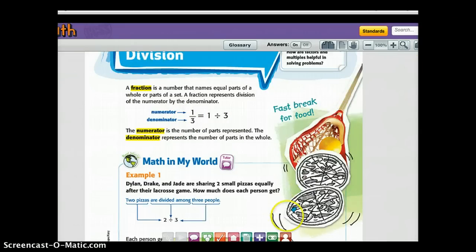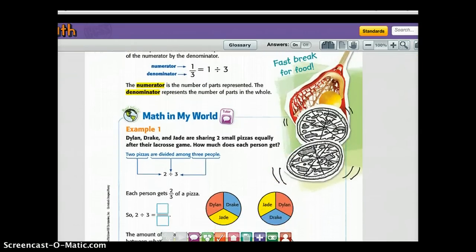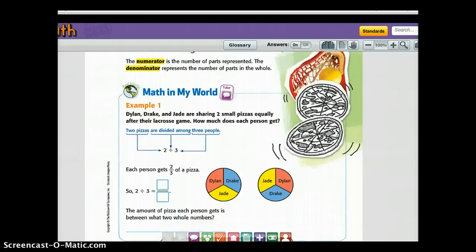So I'll show you what that looks like in this example. Dylan, Drake, and Jade are sharing 2 pizzas equally after a lacrosse game. How much does each person get? Well, you would know in a problem if there were 24 pizzas and they were splitting it between 3 people, you would just do 24 divided by 3. In this case, you would do the same process. It would be 2 pizzas divided by the 3 people, so 2 divided by 3.